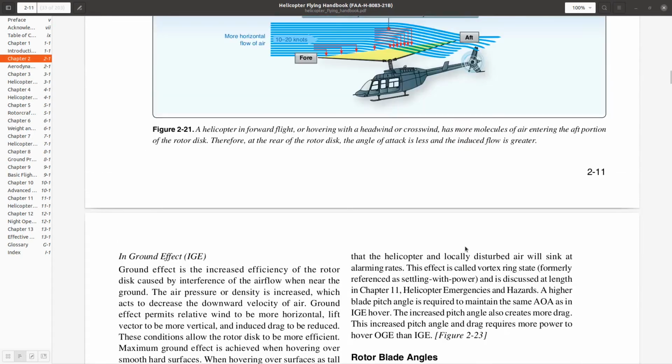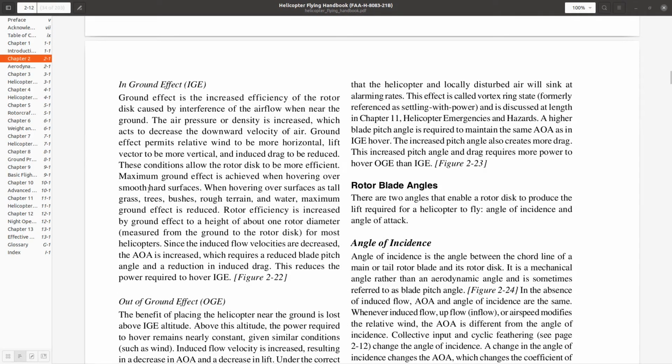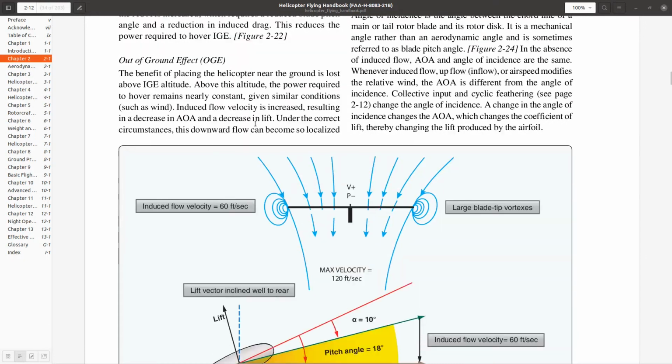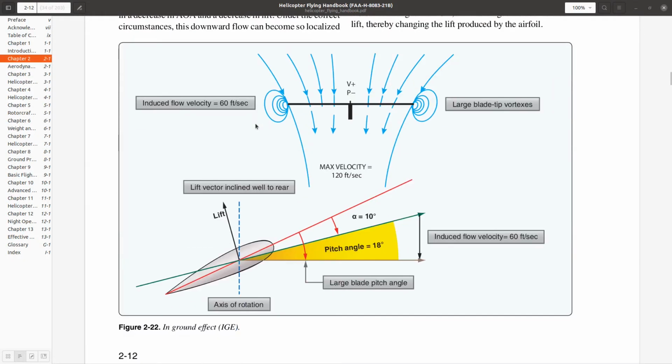Now, if I try to hover a helicopter, we talk about in-ground effect and out-of-ground effect hovers. So with in-ground effect, it is just like an airplane where the ground interferes with this induced flow, if you will. So here we have the air being sucked down in. And we have these tip vortices, just like we have with an airplane wing.